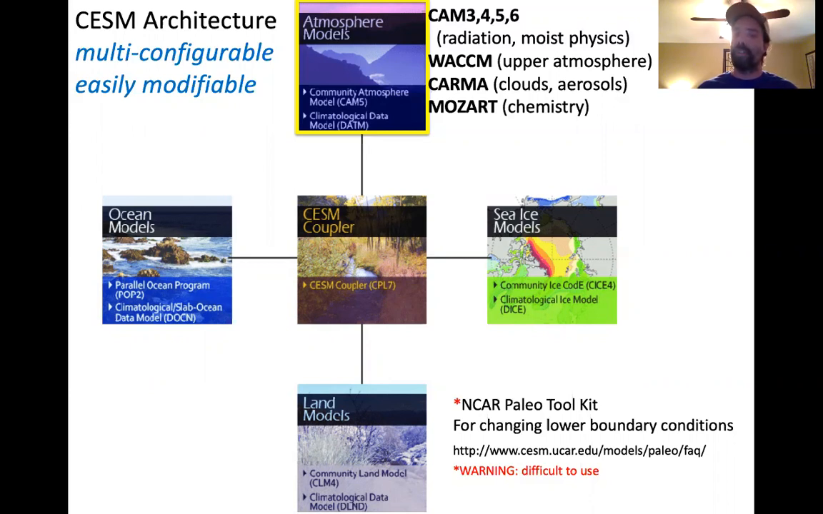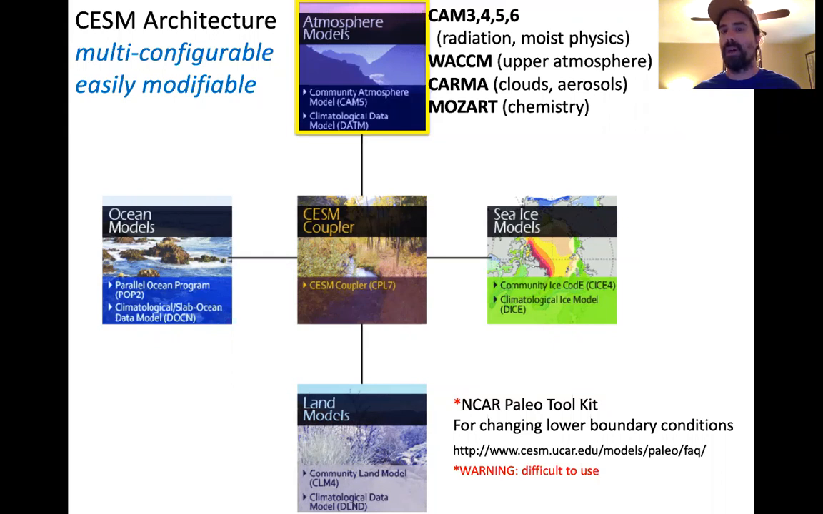There are other versions and configurations in the atmosphere model, such as WACCM, which has an upper atmosphere extension up to 140 kilometers in one version, up to 500 kilometers in another. There's a CARMA add-on, which is a sectional cloud and aerosol model, which has been used to model the details of ice clouds, model volcanic eruptions, and things like that. There's also the MOZART chemistry model, which has several different schemes to model chemistry.